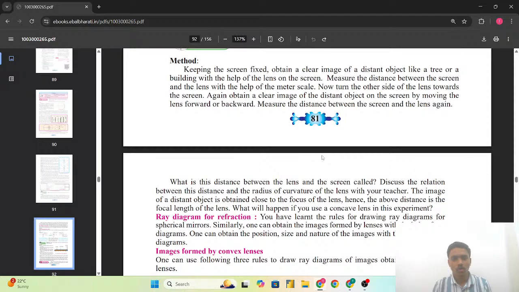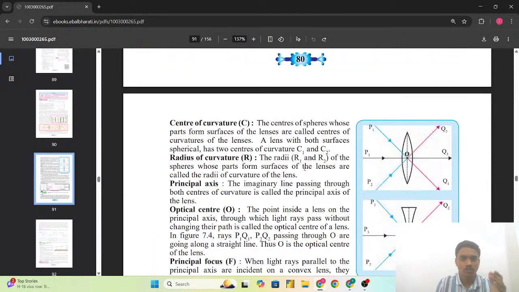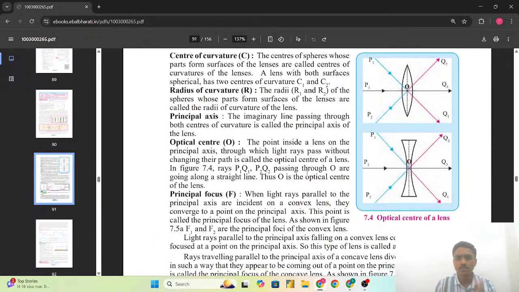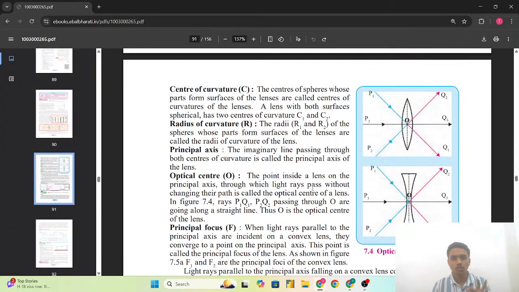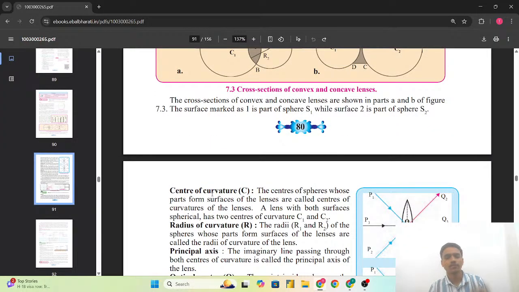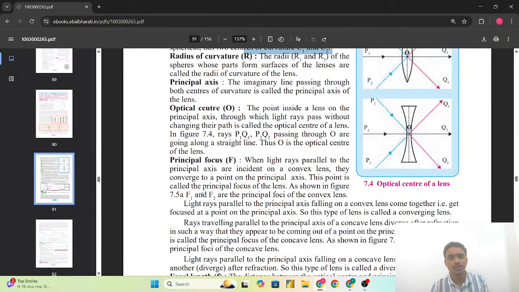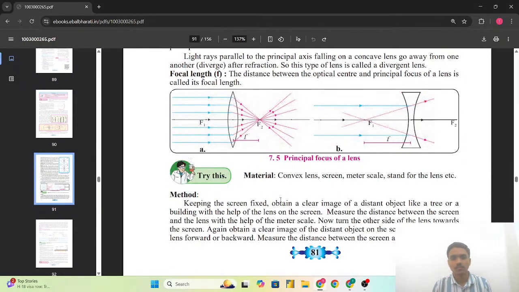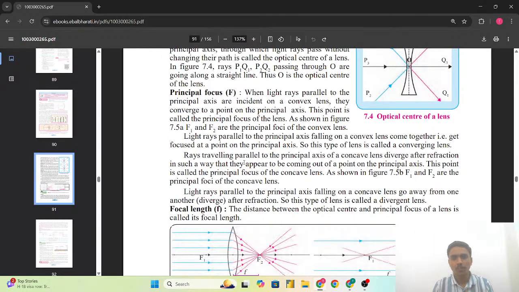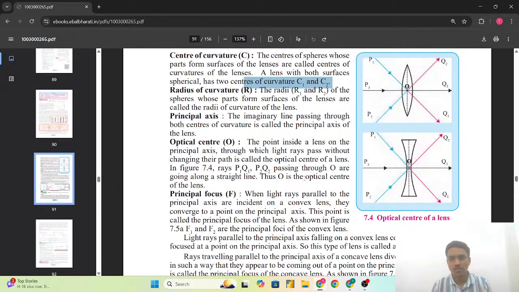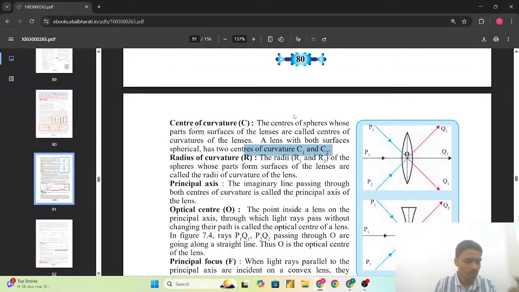So these are all the points or terms related to lenses. A question may definitely be asked in the exam regarding this: explain the terms related to lenses. So you have to write center of curvature, radius of curvature, principal axis, optical center, principal focus, focal length. And don't try to mug up the definitions, as I have explained them in a simple manner. Keep the diagram in front of your eyes and try to recall the terms related to that particular lens.